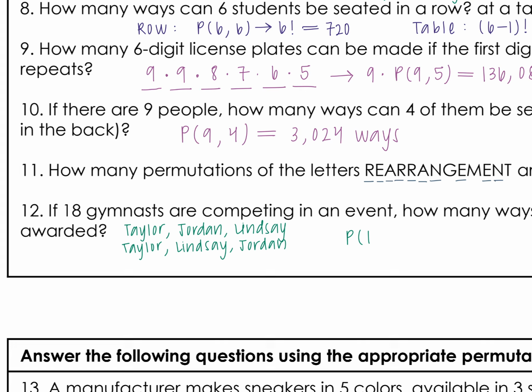And my N is going to be 18. And for my R, I would be picking 3 people, 1 for each place, which should give me 4,896 ways.